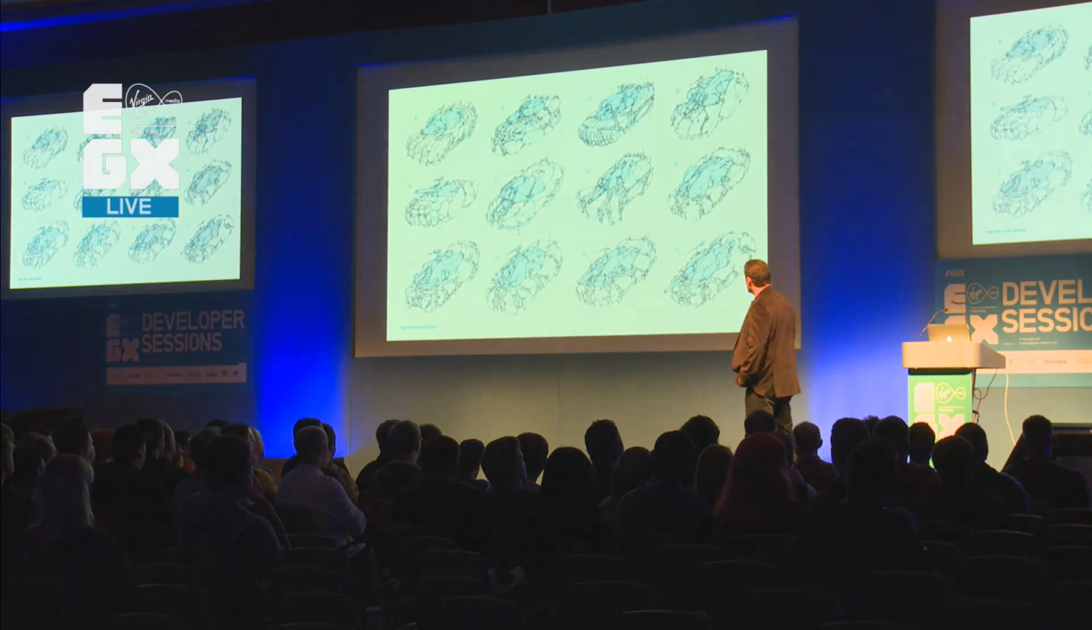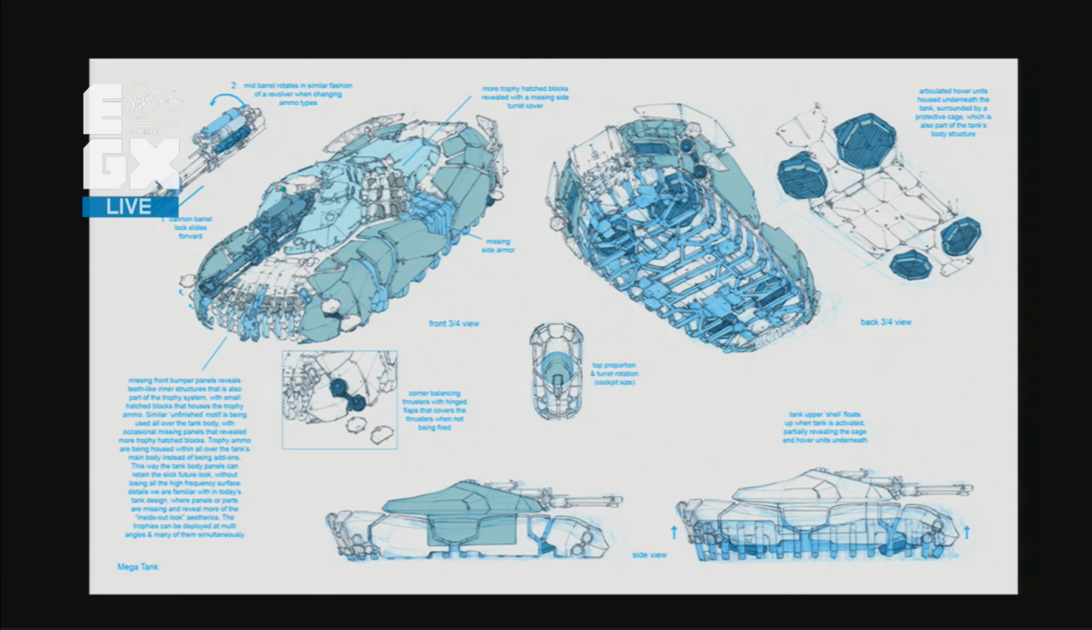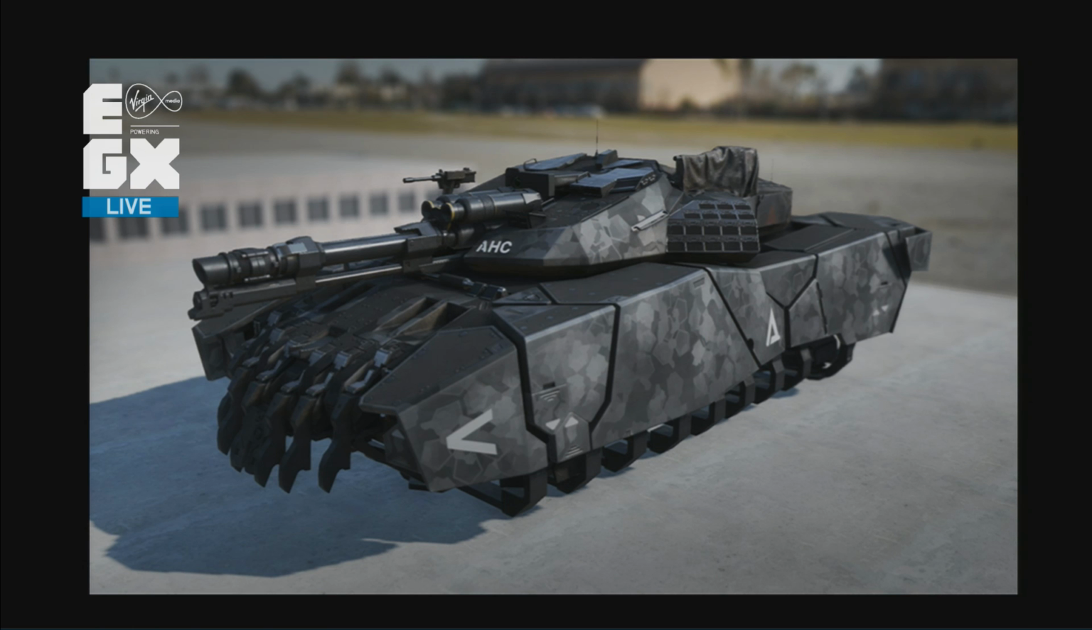Vehicles, a lot of vehicles. This is the hover tank. So you can see all the drawings that go into this. Then once we get one we like, we have to figure out the technology for it and the animation for it. So we do more detailed drawings of underneath, and then eventually we get to this. And yes, you play this in the game.